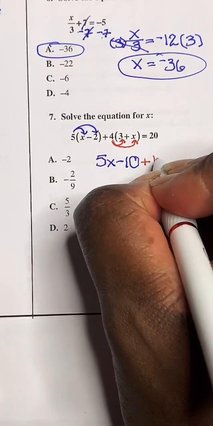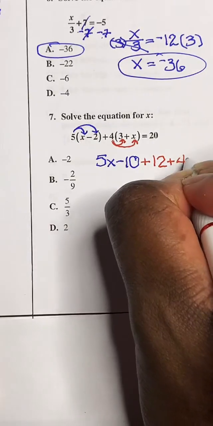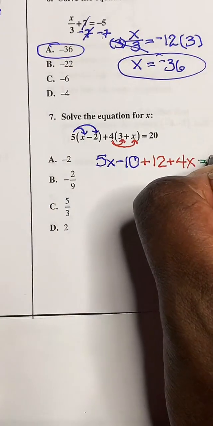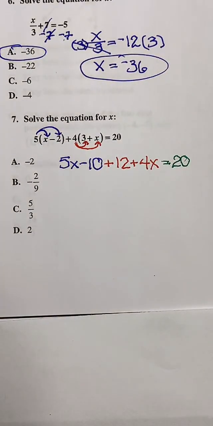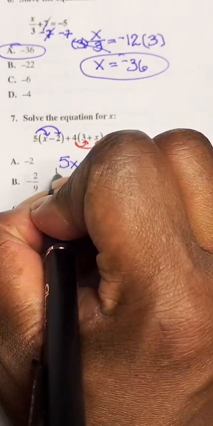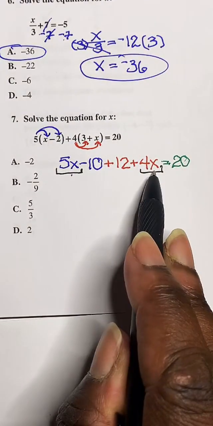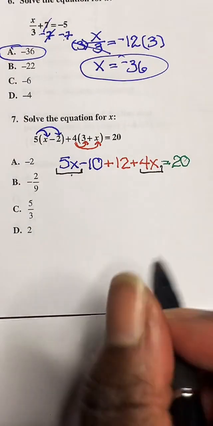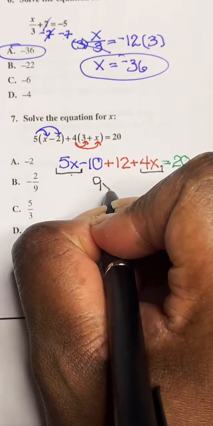4 times 3, that gives me my 12. Plus 4 times x gives me my 4x. And then all we're doing is just bringing down our equals 20. All right. So now we want to combine our like terms. So as we can tell, my like term, we have a 5x. And we have a 4x. But guess what? They're both on the same side of the equal sign. All right. Combine them before we do any kind of movement. So 5 plus 4, that gives me 9x.